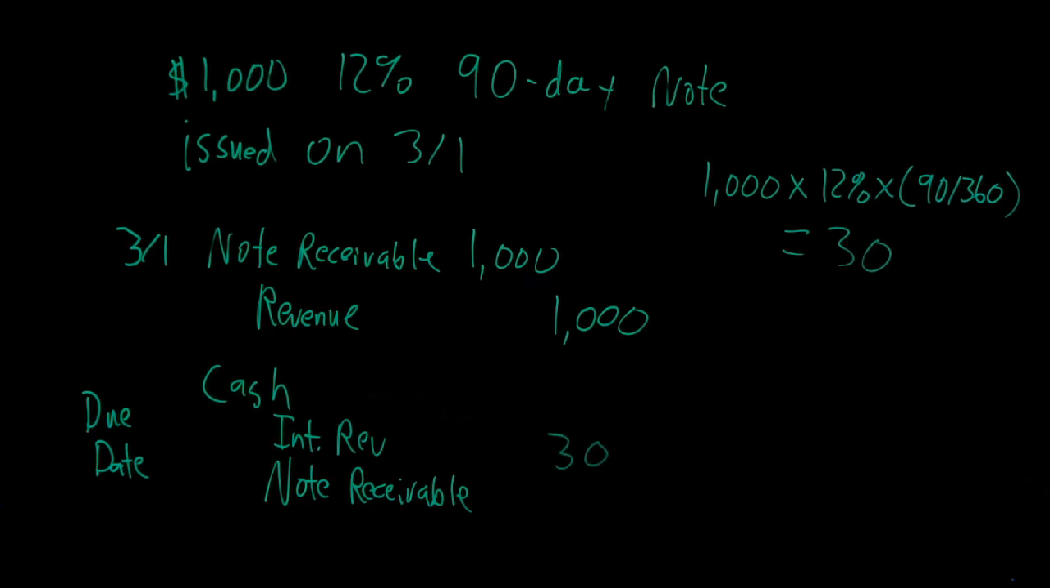Our note receivable, we're going to credit for $1,000 because they don't owe us that money anymore. They're paying us. Therefore, we're going to credit that. And then when we get paid, we're going to get paid our principal amount back, which is $1,000 plus interest. So we're going to get paid $1,030 of cash.